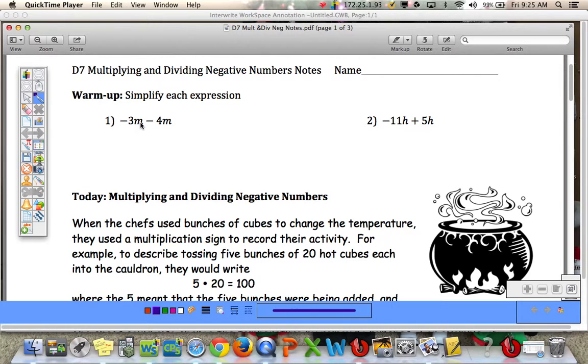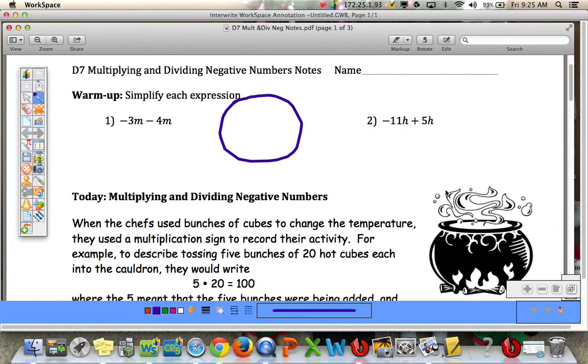So if we have negative 3m minus 4m, it's like adding 3 cold cubes to the cauldron. So I'm going to write this out. If this is our cauldron like we had yesterday, it's like adding 3 negatives here and putting in 4 more negatives. So if you can see right here, negative 3m minus 4m is negative 7m.